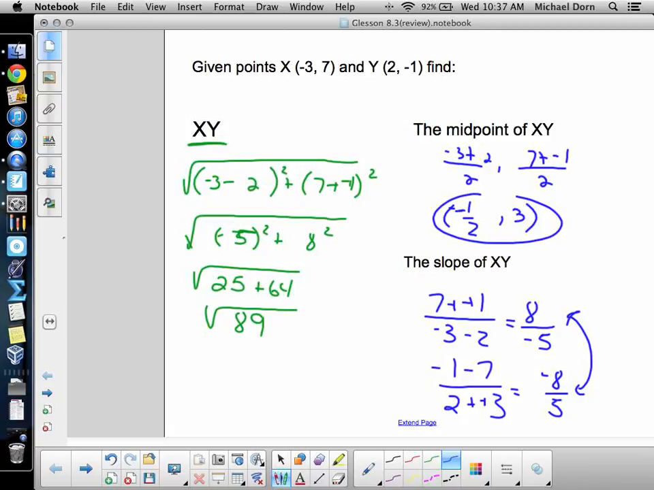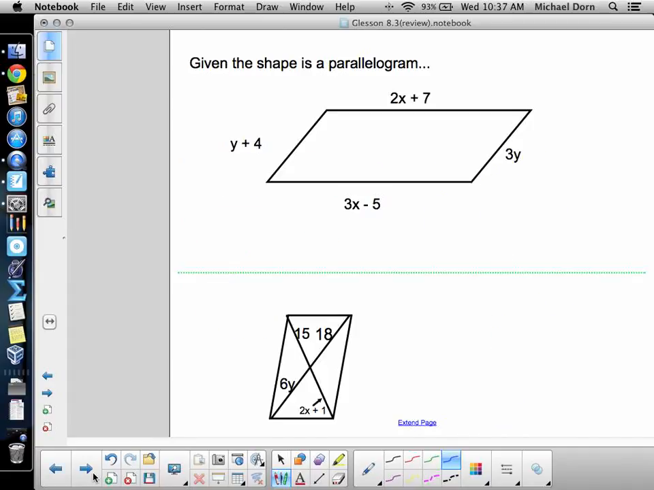If the diagonals have the same midpoint, that means they bisect each other. Because diagonals bisect each other, it's one of the ways to prove something's a parallelogram. Given the shape as a parallelogram, solve for x and y. Pretty basic type of problems.